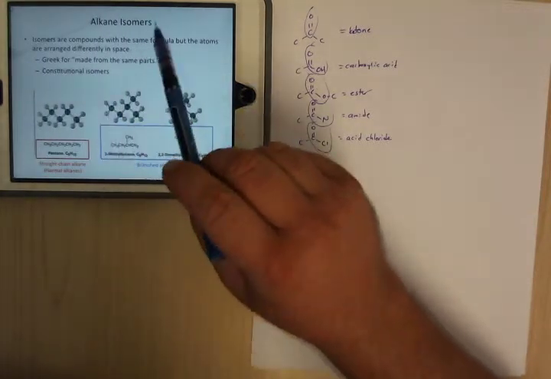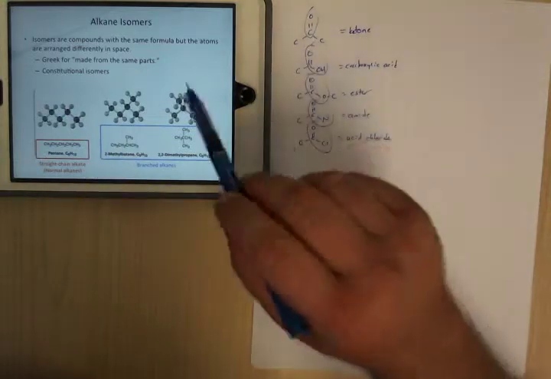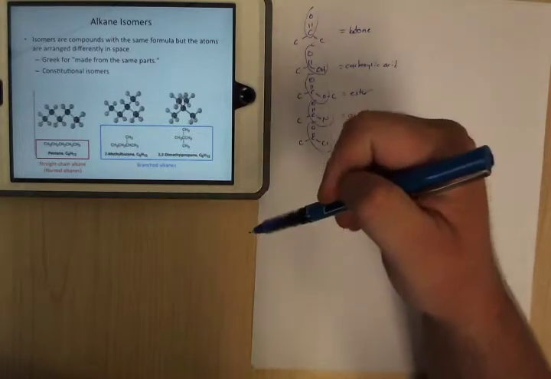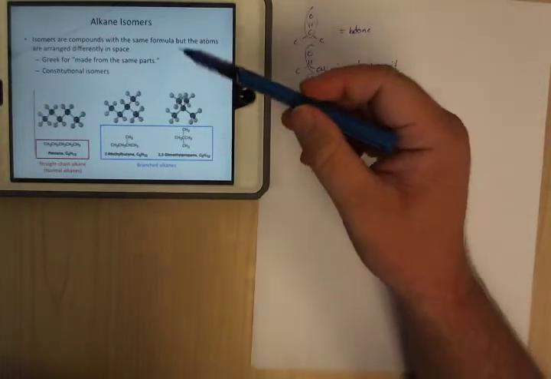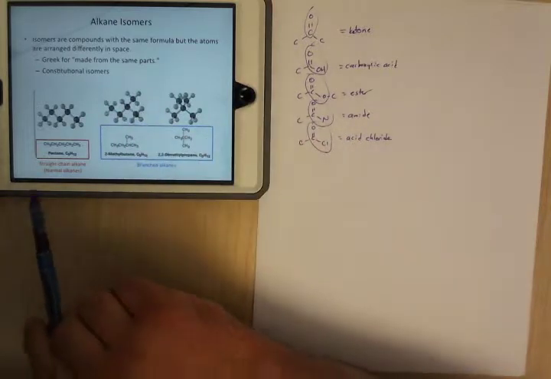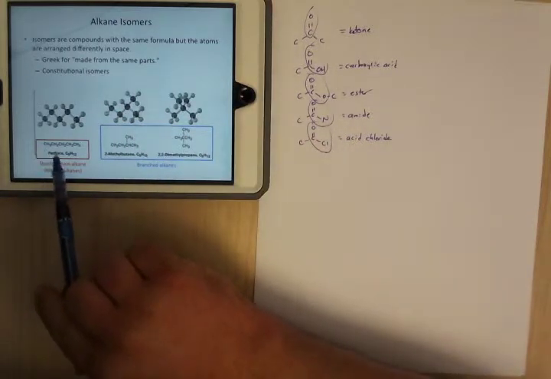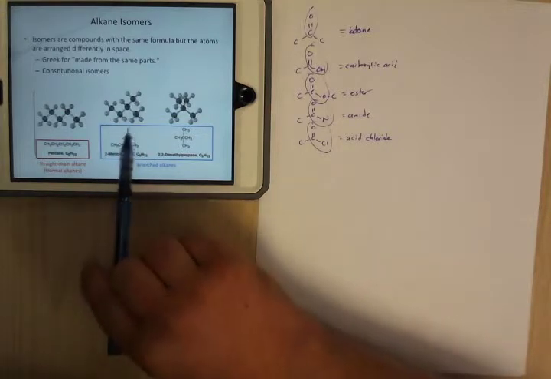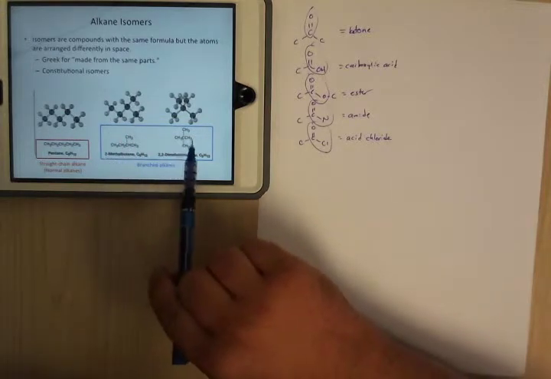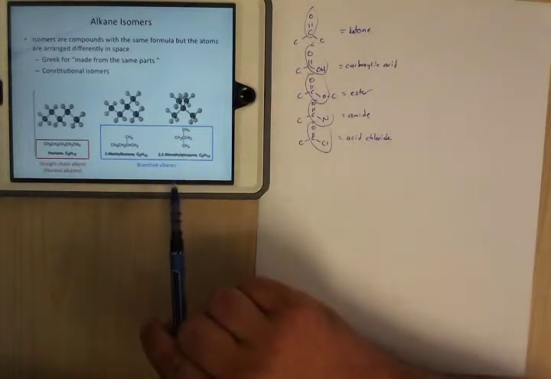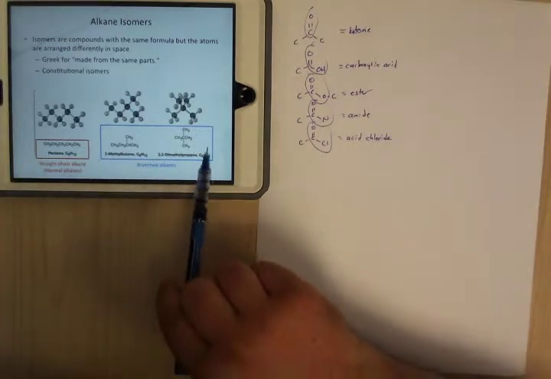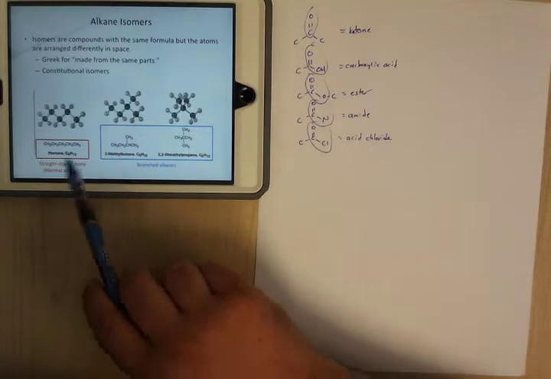Okay, so isomers. You remember what isomers are? They're compounds that have the same formula, but the atoms have different arrangements in space. Here we're talking about constitutional isomers. So you can have pentane, which has 5 carbons in it. You can either have them all in a row, or 4 in a row and then one off here, or 3 in a row and then two of them hanging off on either side. They all have the same formula, but the arrangement of the atoms in space is different.